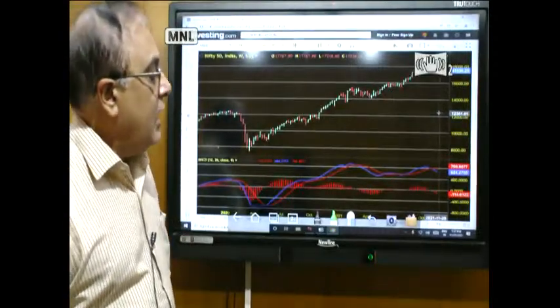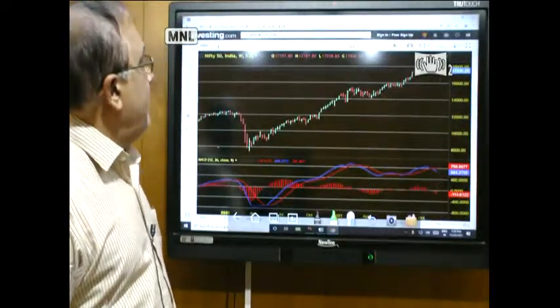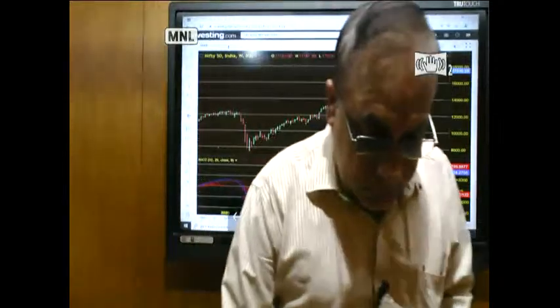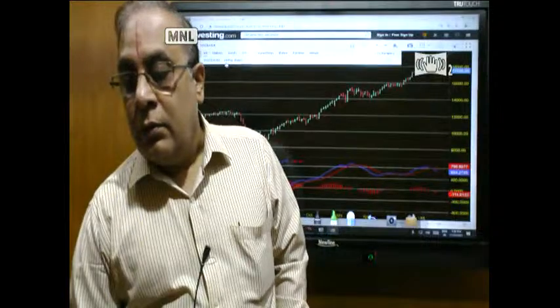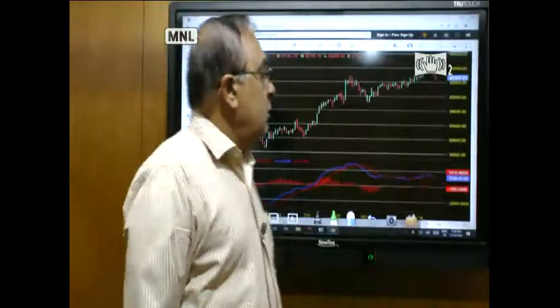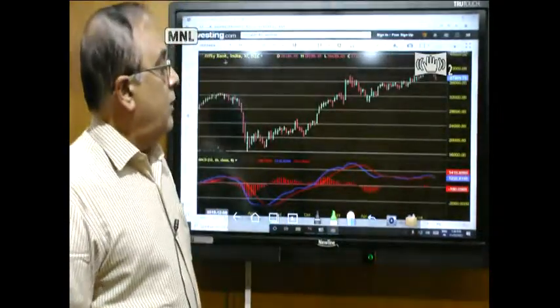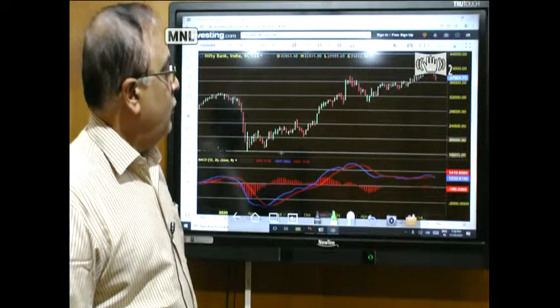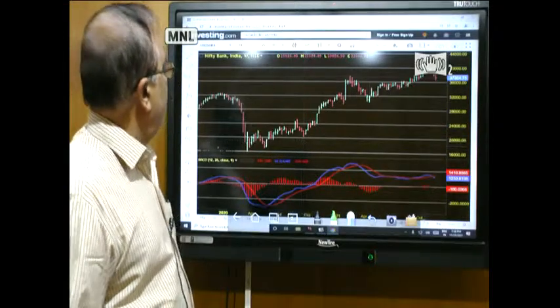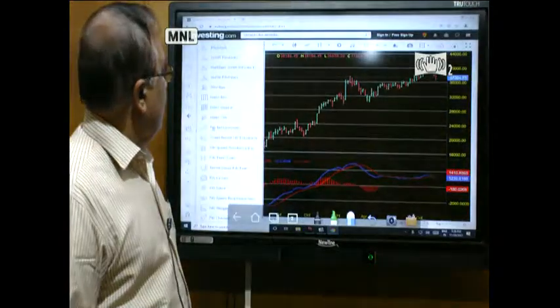Now we can also look at the Bank Nifty. Now Bank Nifty, of course, has cut this 23.5%. So let's look at whether it has also cut this particular place, which could be a little troublesome then.